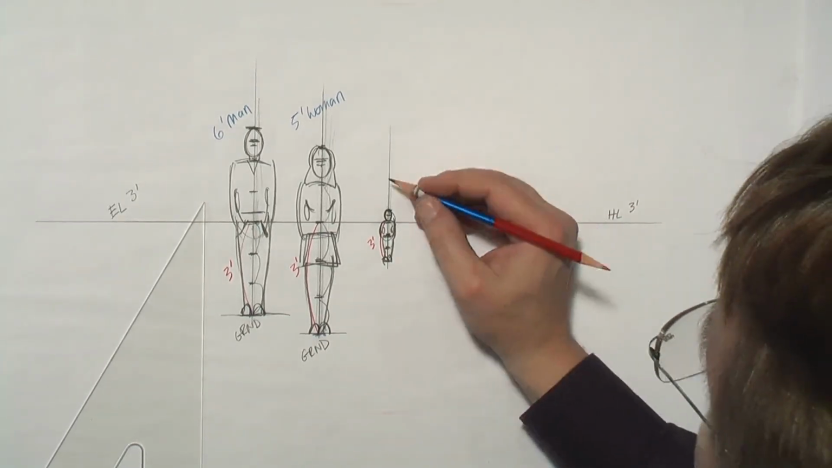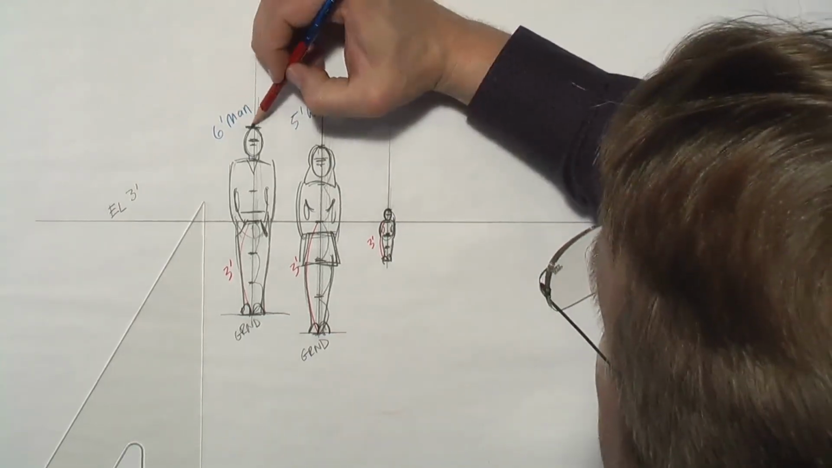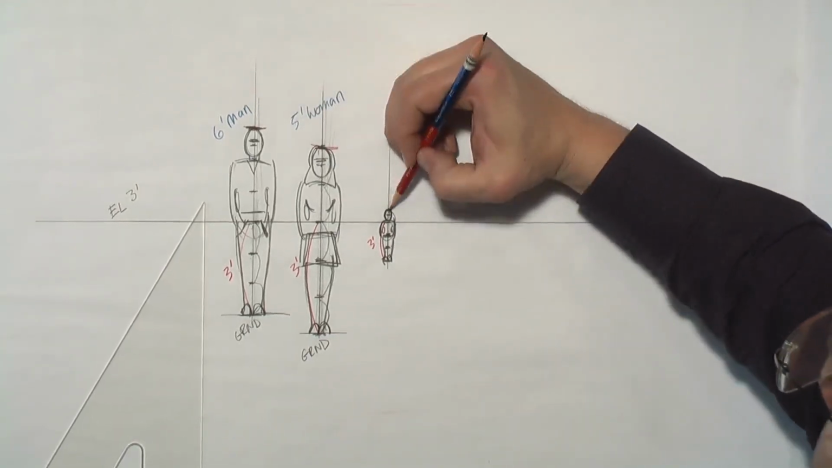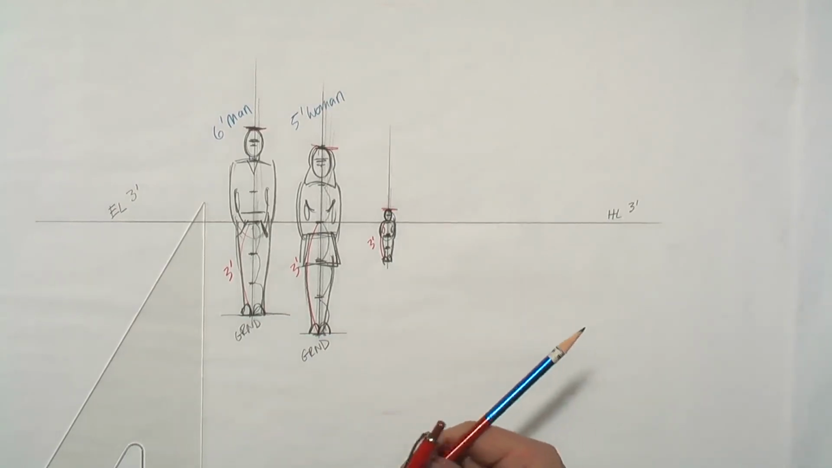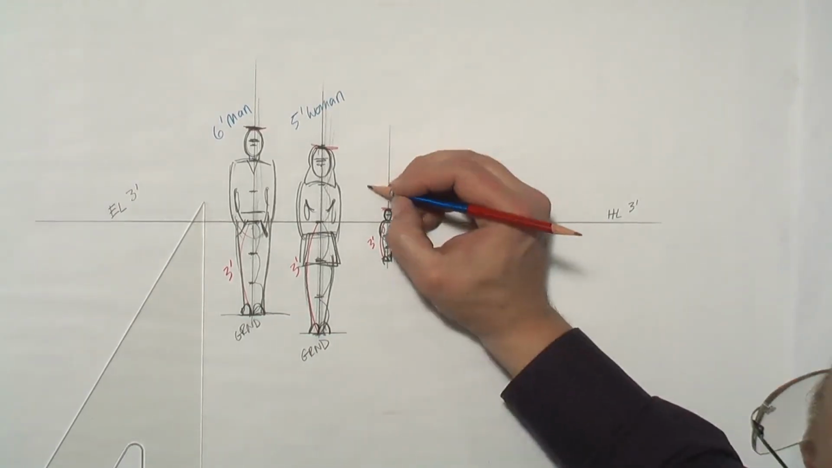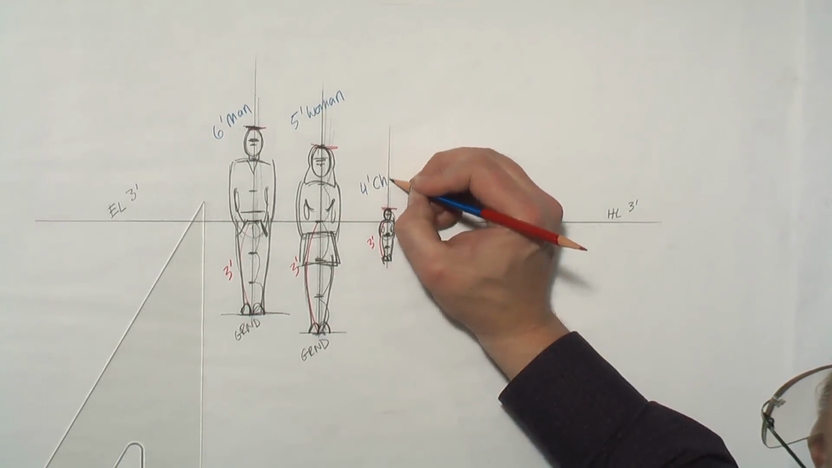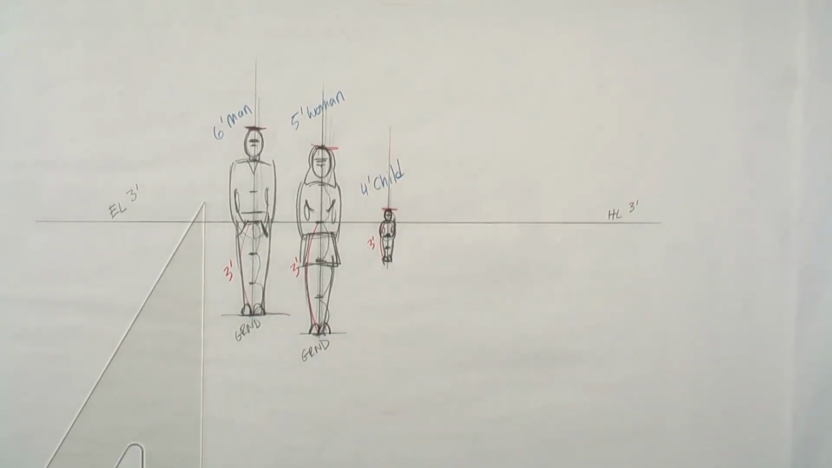That is a total of, mark the head of everybody. Let me get my head out of the way. Okay, so that is a 4-foot child, farther back than any other figure. The woman and the man are farther forward. That would be a 4-foot child.